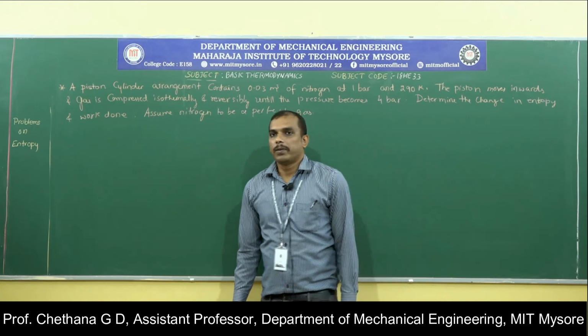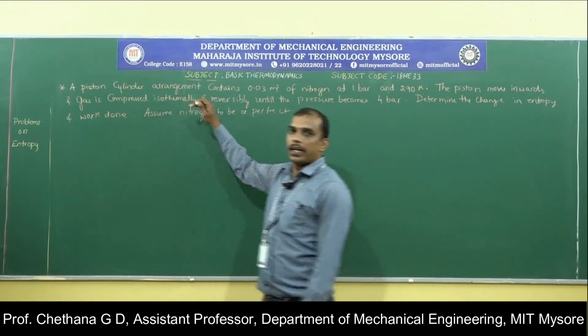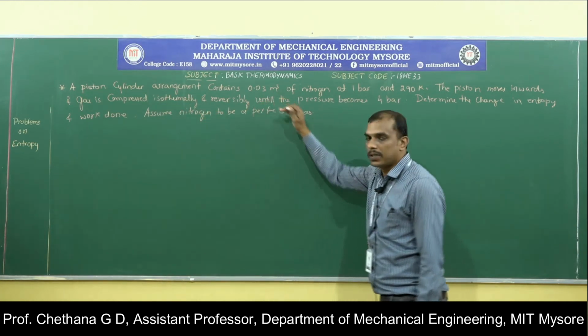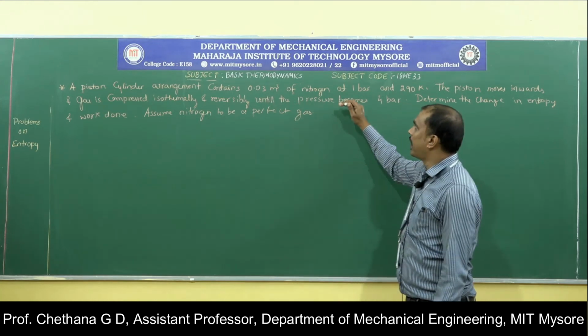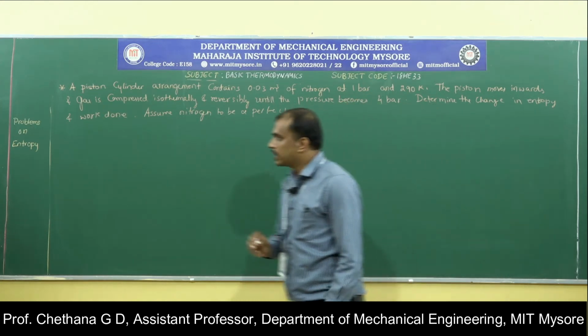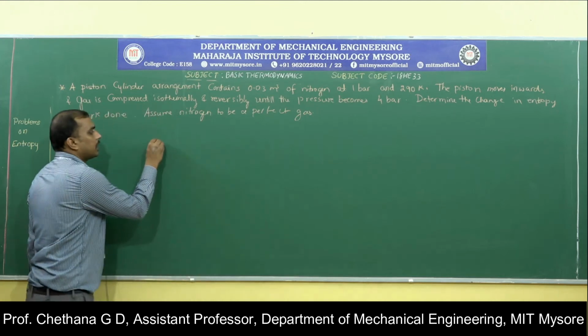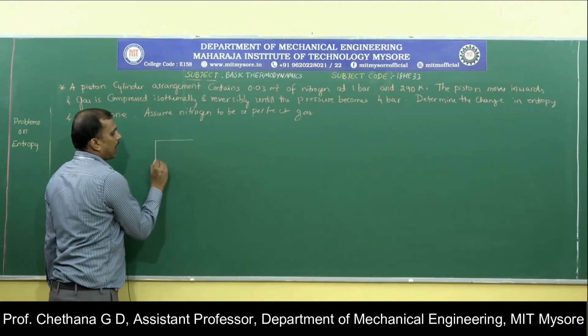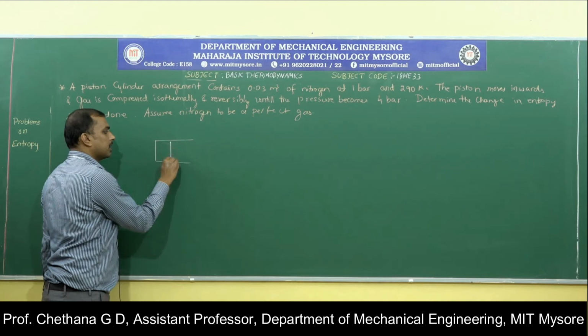We will move on to the next problem. A piston cylinder arrangement contains 0.03 meter cube of nitrogen at 1 bar. So he is trying to tell you there is a piston and cylinder arrangement.